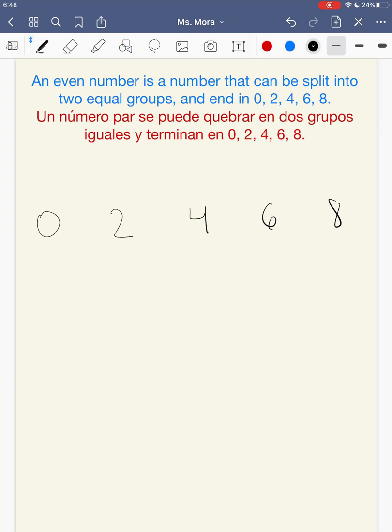Okay. For example, guys, 0, well, we can't split that up into any groups, but for example, if we had 10, we could split that up into two equal groups of 5. Okay, we have 2 already, and we can split that up into two equal groups of 1. 1 plus 1 is 2. Okay, 4, you can always split that up into equal groups of 2. 2 plus 2 is 4. 6, you can split that up into equal groups of 3. And 8, you can split that up into equal groups of 4.